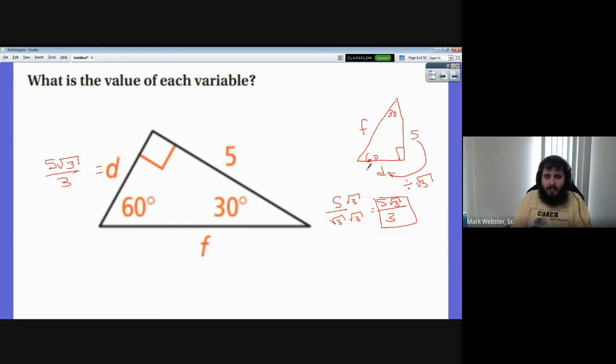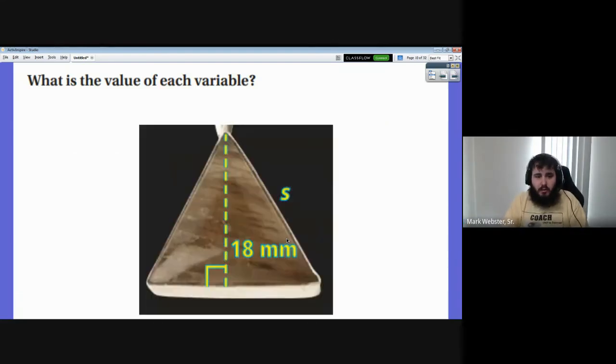Now I want to find F. So I've got the small side. If I want to go from the small side to the hypotenuse, I multiply by 2. Well, 5 radical 3 over 3 times 2, just multiply the numerator by 2. What's 5 times 2? And there you go. Easy. So now it is your turn.